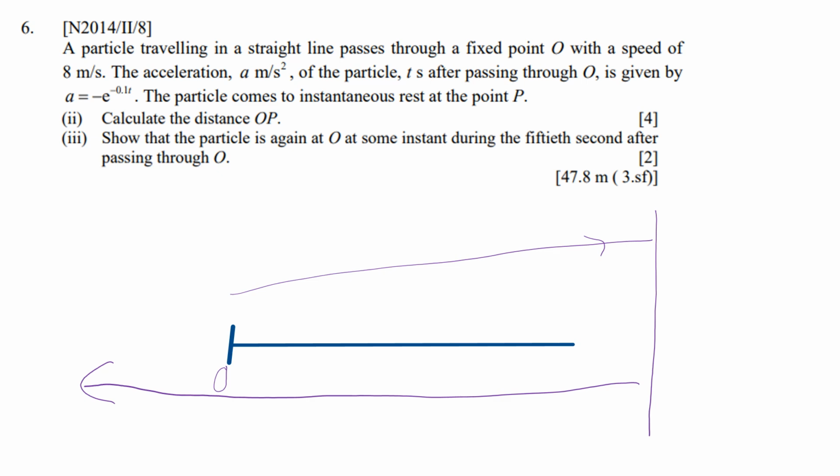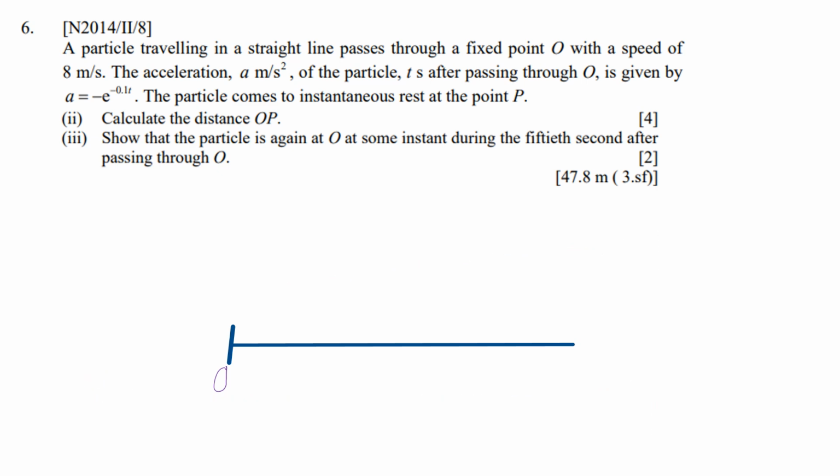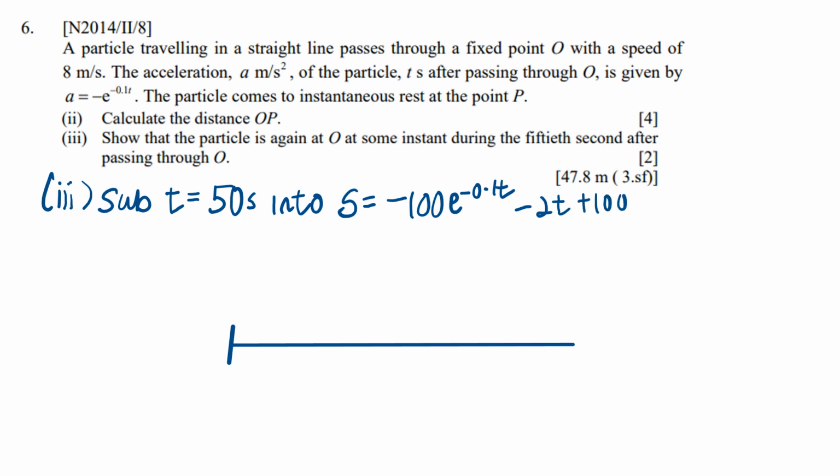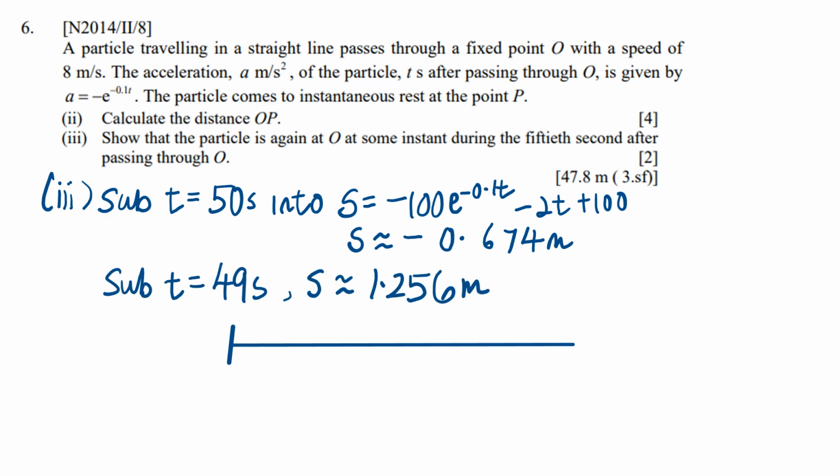Okay, so how do you go about doing it? We already have the formula to calculate distance, right? So we're going to substitute t equals to 50 seconds and see what the displacement is. The difference between displacement and distance is that distance has no direction, displacement has. So when you have a negative 0.674, it means that the displacement is on the left side of your fixed point O. So we're going to substitute t equals to 49, and you get a positive displacement. So that is on the right hand side of your fixed point O.